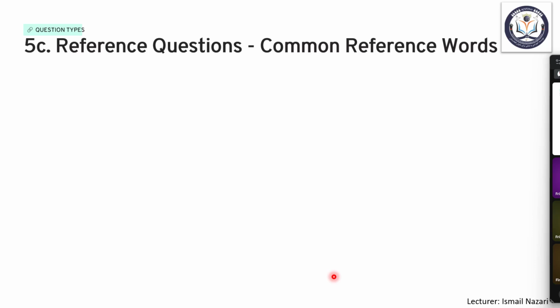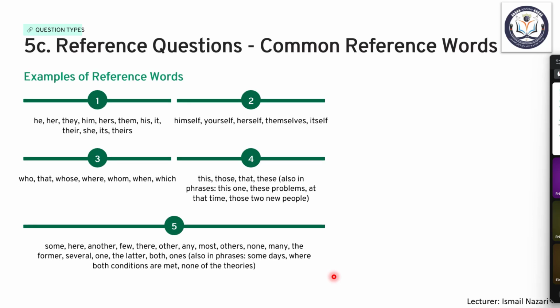So the next thing is common reference words. Okay, reference words we have. For example, we have here the pronouns. As you can see here, for example, a reference word can be one of them: he, her, they, him, her. So overall, we have here pronouns.